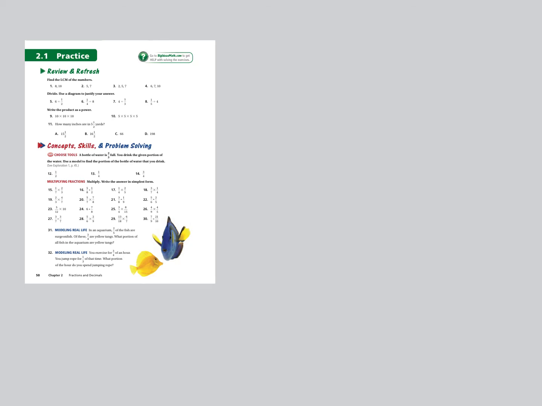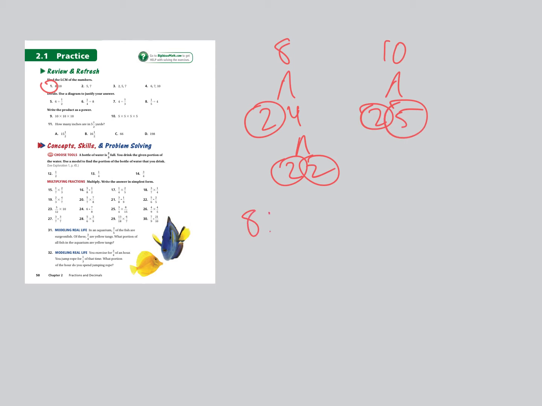All right, let's go over answers to 2.1, multiplying fractions. So first off, we have numbers 1 and 2. For 1, we're going to find the LCM of 8 and 10. 8 is 2 times 4, which is 2, 2, 2, and 10 is 2 times 5. These are our prime factors. We go 8 colon 2, 2, 2, 10 colon 2, and we'll put a 5 over here, make our columns, and then bring 1 down.